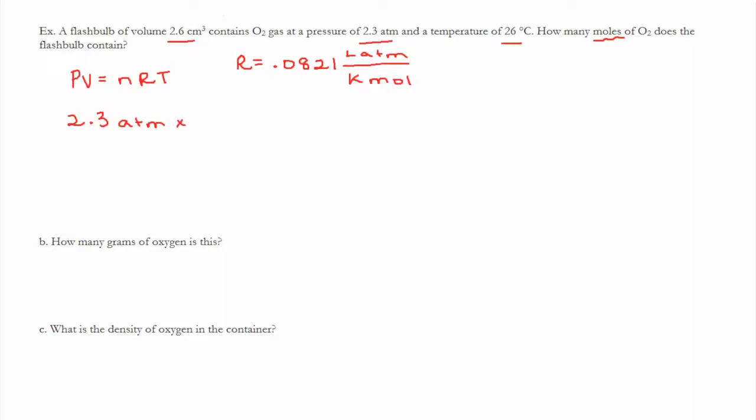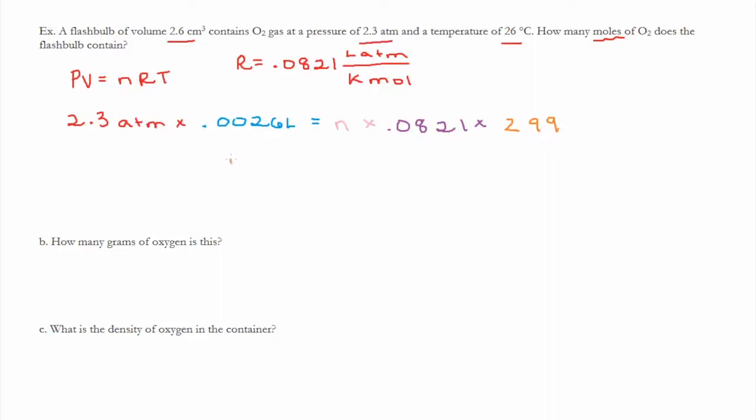Right now I have it in centimeters cubed, which is equivalent to milliliters. So I've got to divide that by 1,000 to get it into liters. So I have 0.0026 liters. And I'm going to set that equal to, well, I'm solving for my number of moles, so n, times my R, which is given to me, 0.0821, and then times my temperature. My temperature right now is in Celsius. I need to convert that into Kelvin. And when I do that, I get 299 Kelvin.